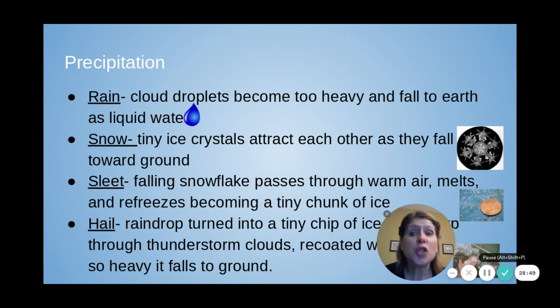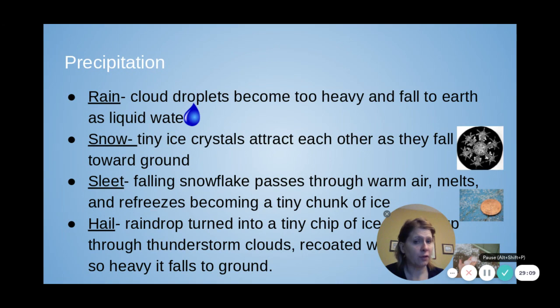Imagine that. Snow. Snow is the tiny ice crystals that are attracted to each other as they fall toward the ground. They're frozen precipitation. They're not solid like a piece of ice cube, but they are still solid. We're considering them solid.